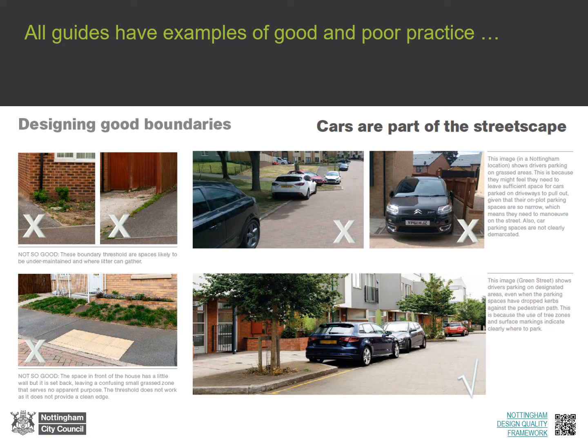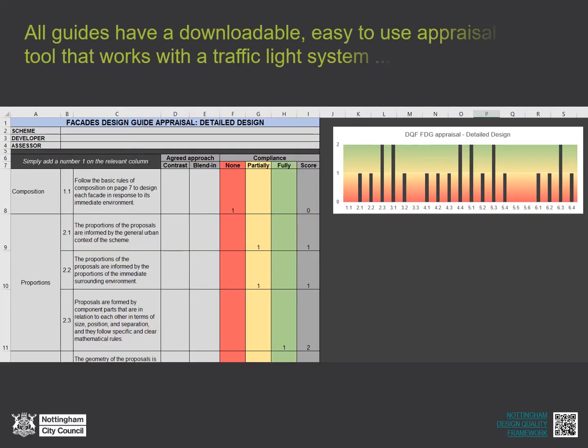In the below image, this is an appropriate design, an area known as Green Street, which shows drivers parking on designated areas, when the parking spaces have dropped curbs against the pedestrian path. And this is because of the use of tree zones and surface markings which indicate clearly where to park. All guides have a downloadable, easy-to-use appraisal tool that works with a traffic light system.